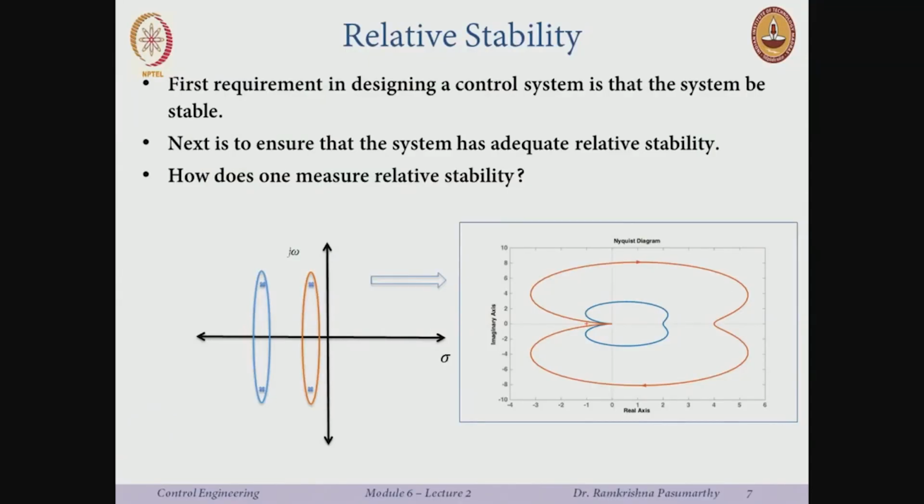Okay, so what we know is that the first requirement is that the system should be stable, and next is to ensure that it is adequately relatively stable. Now, how does one measure relative stability?